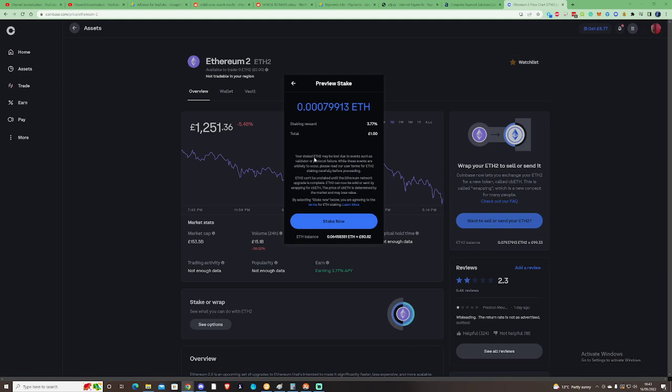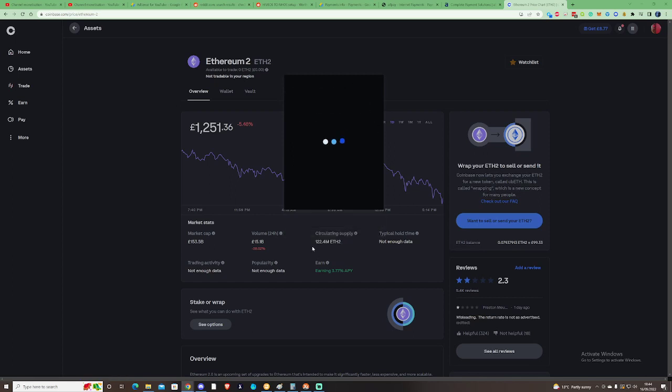Shows the amount. Your staked ETH may be lost due to events such as validator or protocol failure. While these events are unlikely to occur, please read our users' terms for ETH2 staking carefully before proceeding. ETH2 can't be unstaked until the Ethereum network upgrade is complete. ETH2 can now be sold or sent by wrapping it for ETH. The price of ETH is determined by the market and may lose value. So by selecting stake now below, you agree to the terms and conditions. So let's press stake.